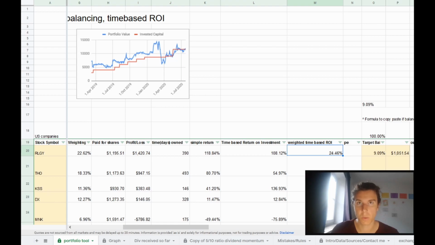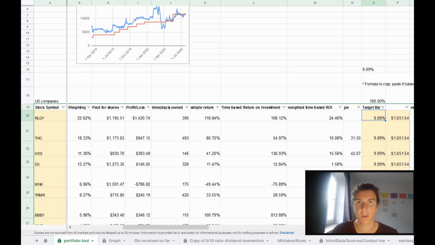And depending on the weighting, this is the time-based return on investment. And this is how much impact this stock makes time-based and weighted on my total performance. Then we have price earnings. If that's important to you, which it should be, then you could put in your target balance.